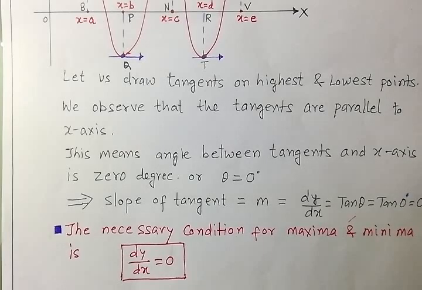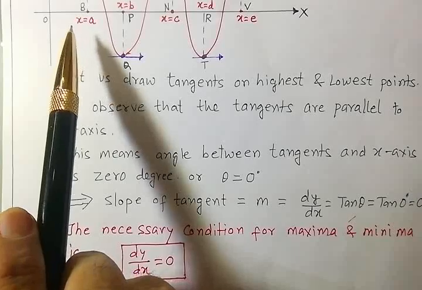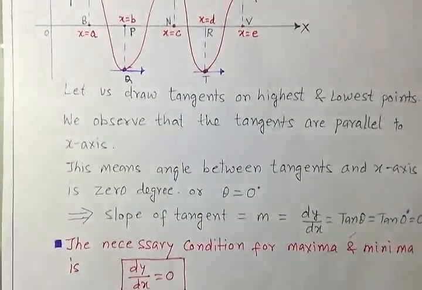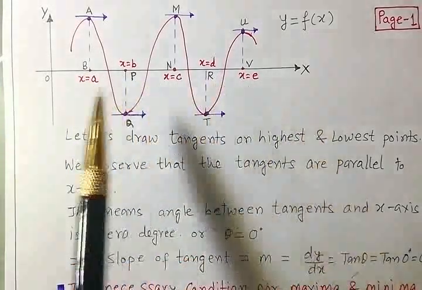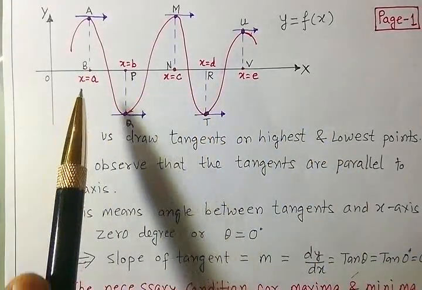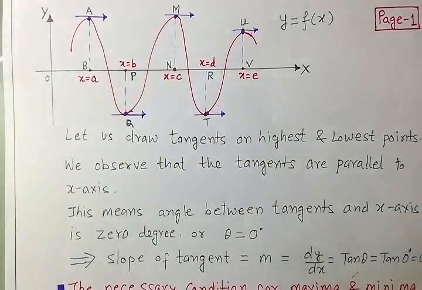Okay. Moving to the next point, the points x is equal to a, b, c, d, e, you can see. These are the points on the x-axis where the maxima and minima are obtained. These points are known as stationary points. What do you call them? Stationary points. What are those stationary points? The points where there is a possibility of getting a maximum or minimum. Okay. So these are called stationary points.